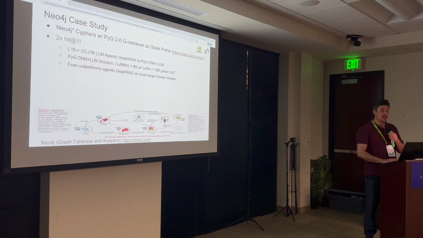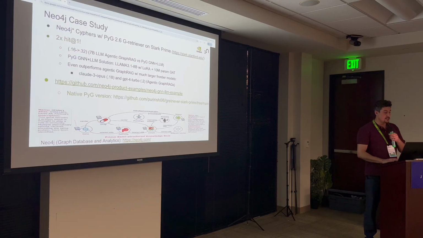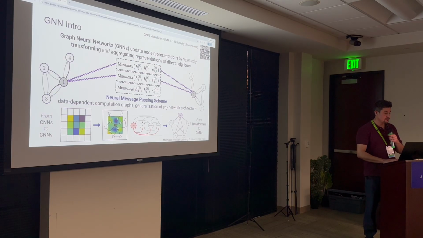It even significantly outperforms seemingly unfair baselines of much larger frontier models used for agentic GraphRAG. They are outperformed by as much as 1.8x. The code is open sourced on GitHub. We also wrote a blog about it together.